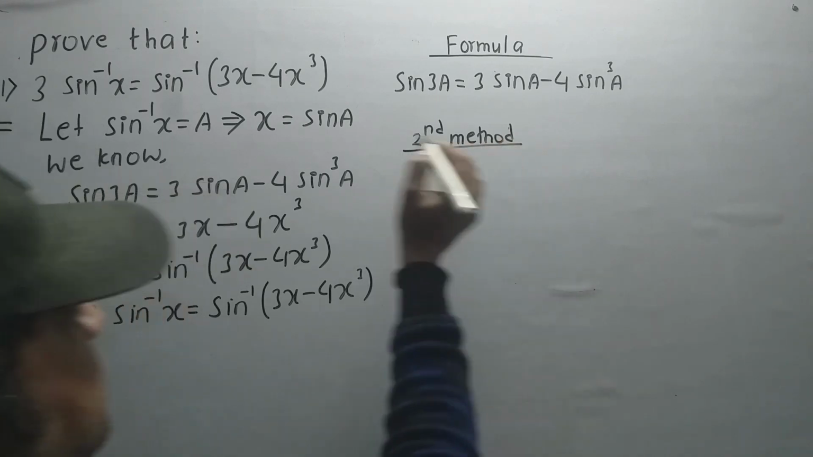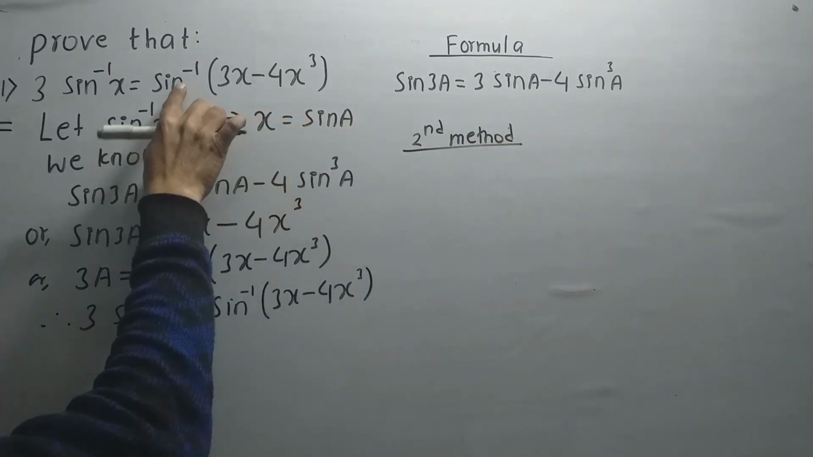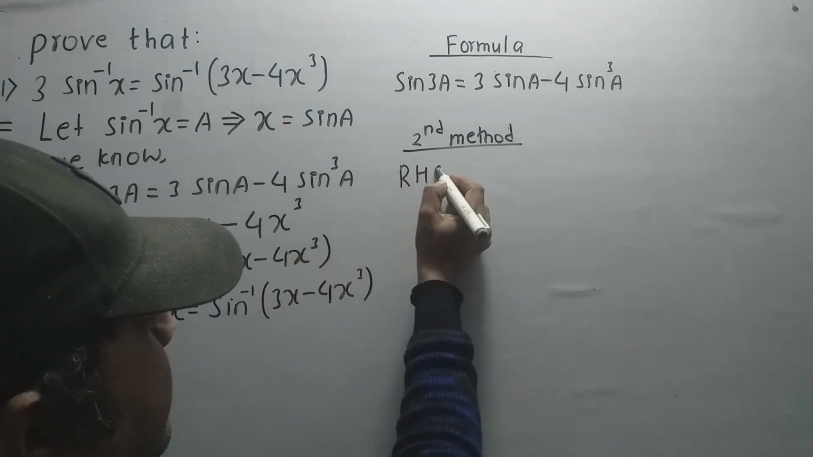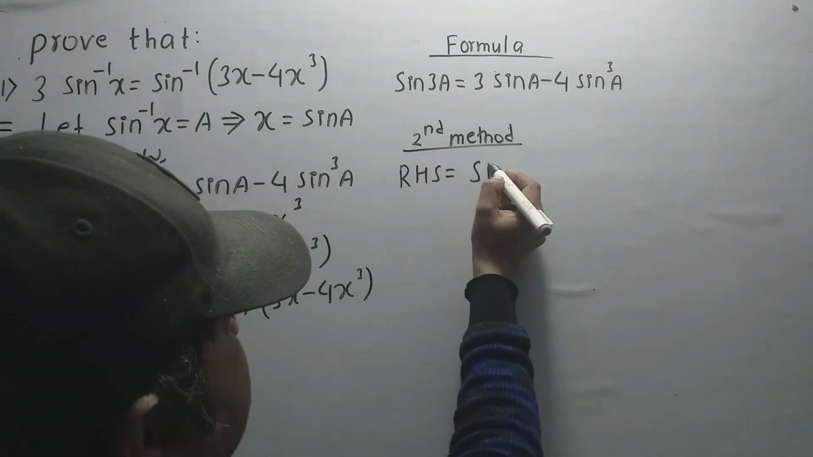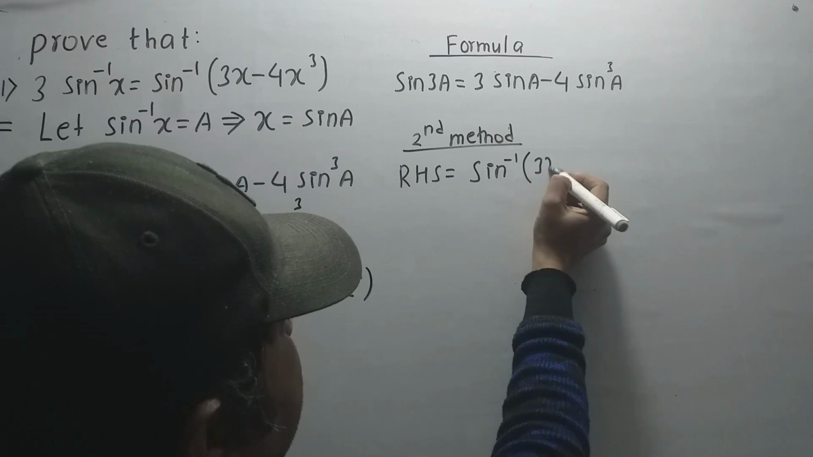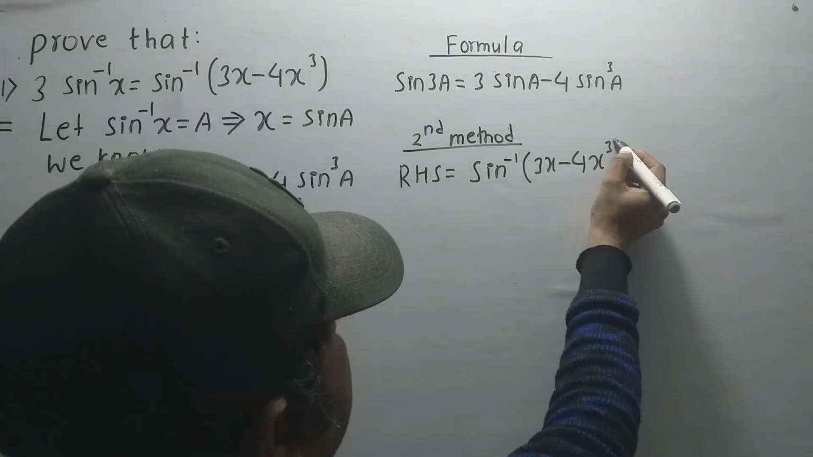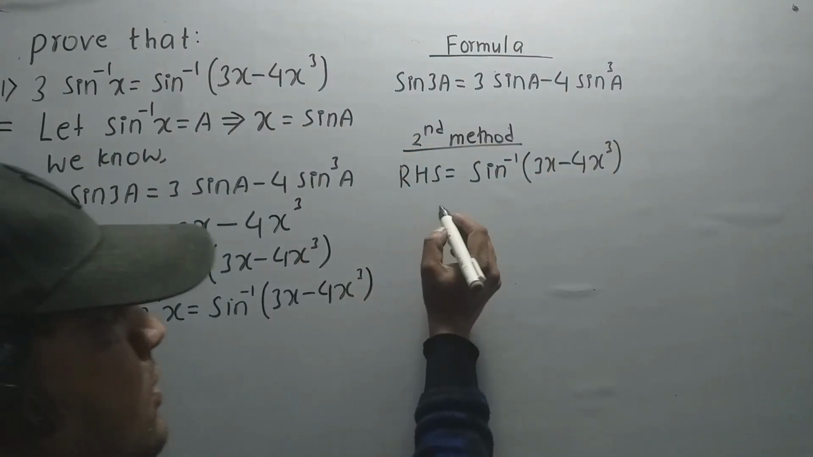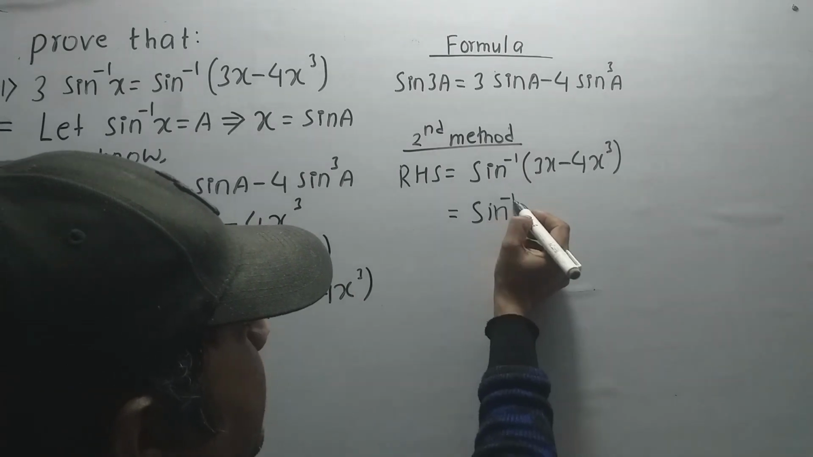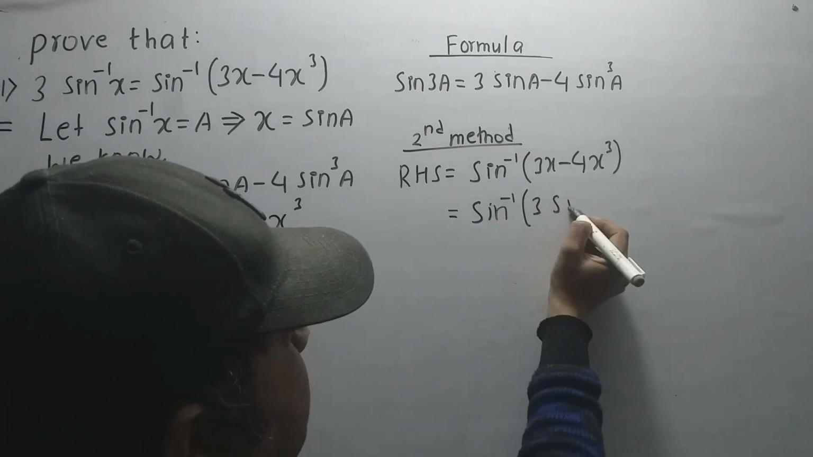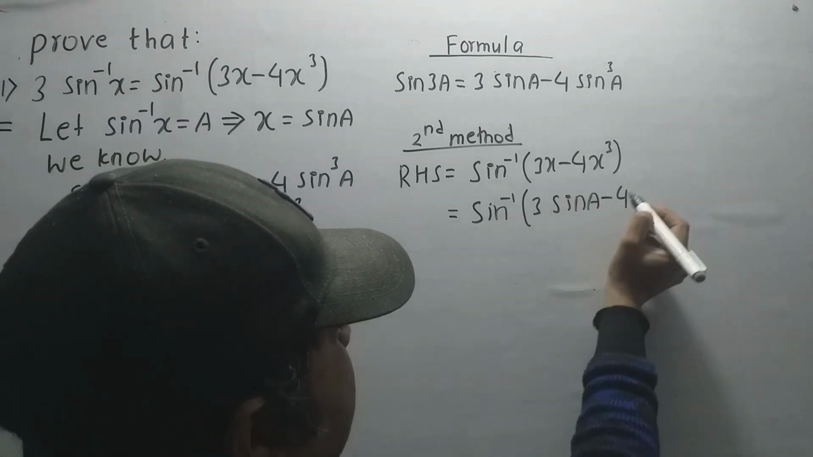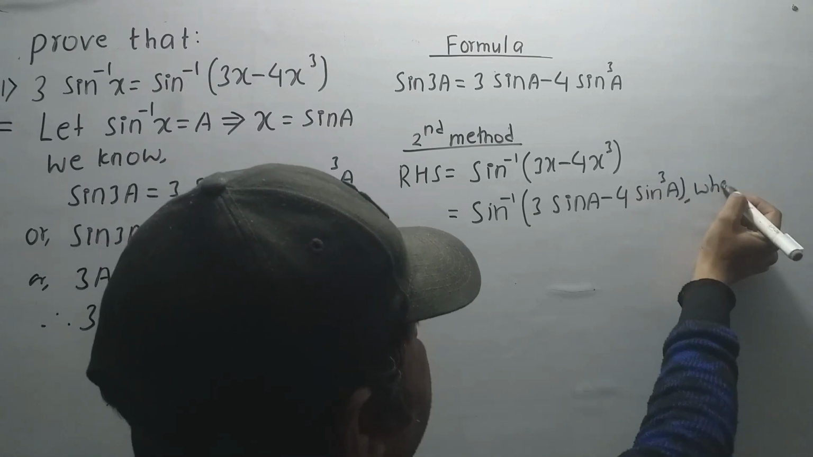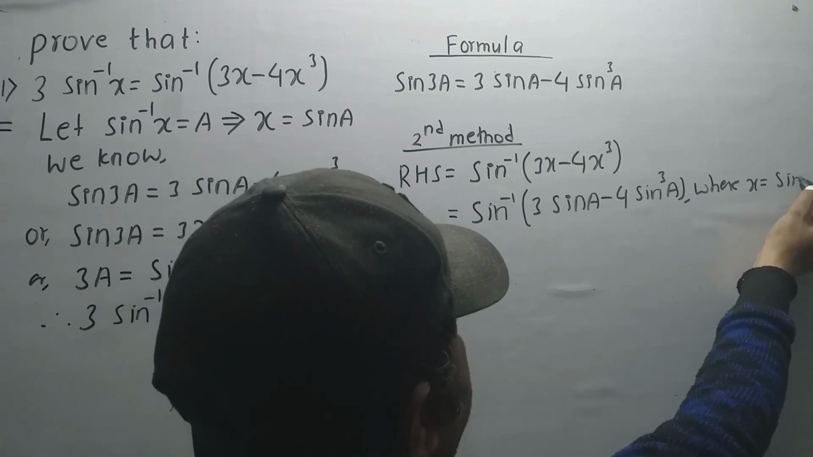In the second method, let me take just the right hand side. What is our right hand side here? Sine inverse of 3x minus 4x cube. Let me write the right hand side: sine inverse of 3x minus 4x cube. Now in a similar pattern, for x you write sine a. So write sine inverse of 3 sine a minus 4 sine cube a, where our x is sine a.